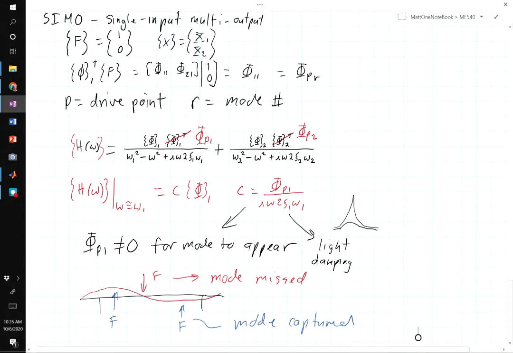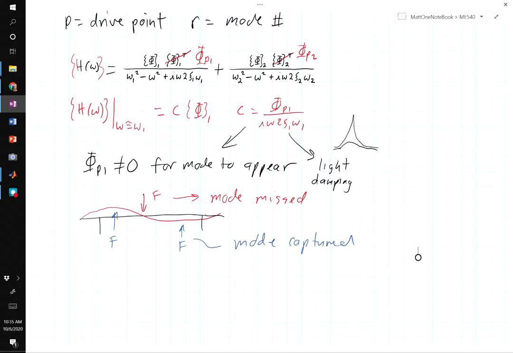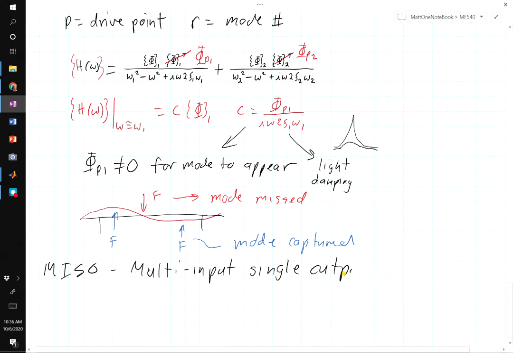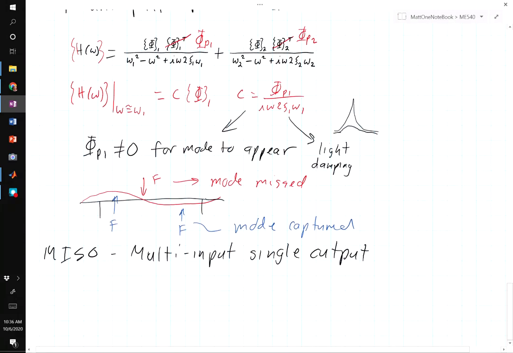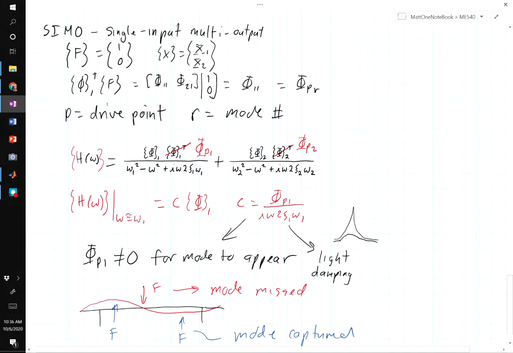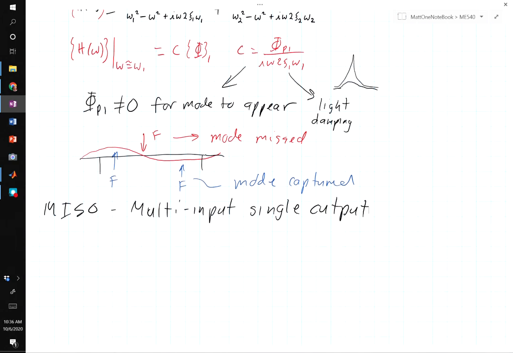So that summarizes the single input multi-output test. The corollary to that is what we call the MISO test, MISO, or multi-input single output. We'll see that this one's practically the same, but it has different equipment requirements. In the previous case, we applied a force at a single point and we measured the response at multiple points. Here we'll do the opposite.